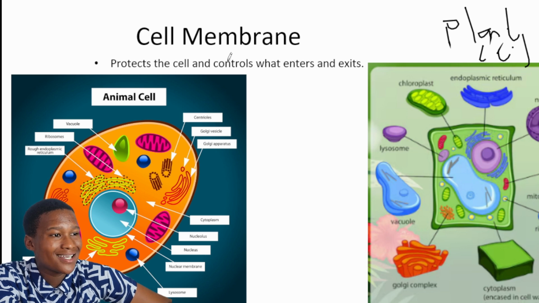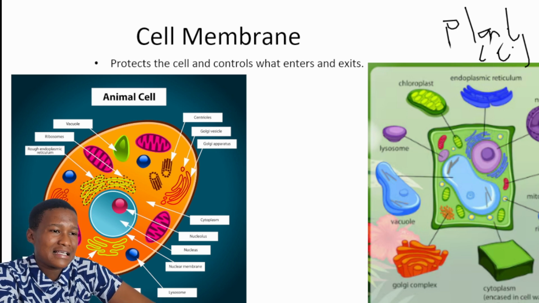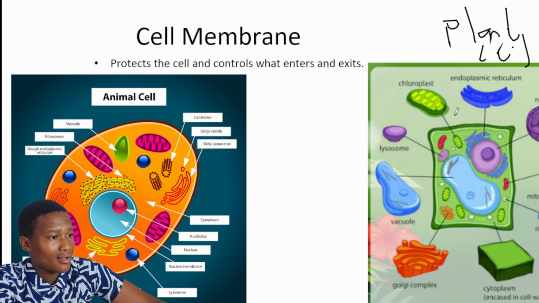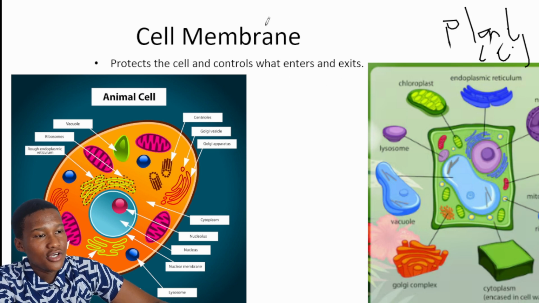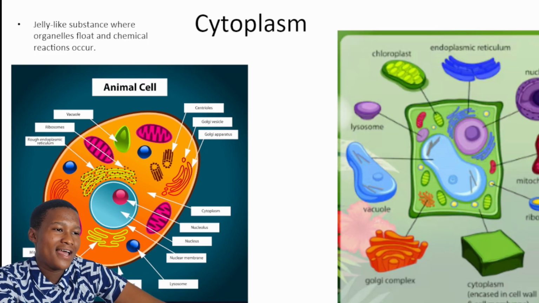The cell membrane protects the cell and controls what enters and exits. So the cell membrane is like the door. It protects the cell from viruses entering and all that. The plant cell has a cell wall and a cell membrane. The cell membrane still has the same purpose. It protects the cell and controls what enters and exits. So the definition applies to both animal cells and plant cells. Now you have the cytoplasm.